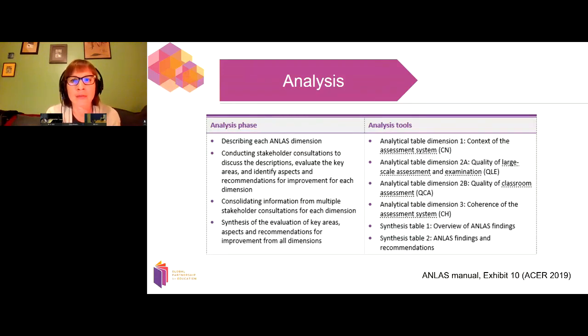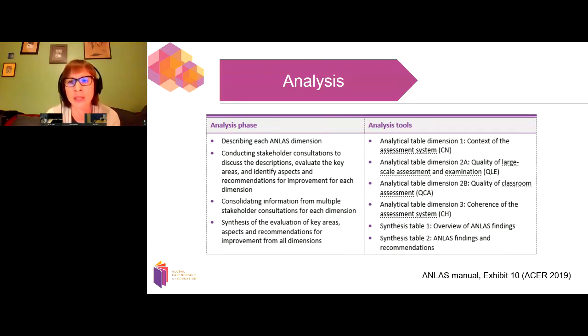So the main processes of the analysis phase are to describe each ANLAS dimension. That's step one, where the national team reviews relevant documents and provides a basic description for each key area that's based on guiding questions that are in the analytical tables, and I will show an example later of what this looks like. Step 2 in the analysis is to conduct stakeholder consultations to discuss the initial descriptions, evaluate the key areas, and identify aspects and recommendations for improvement for each of the dimensions.